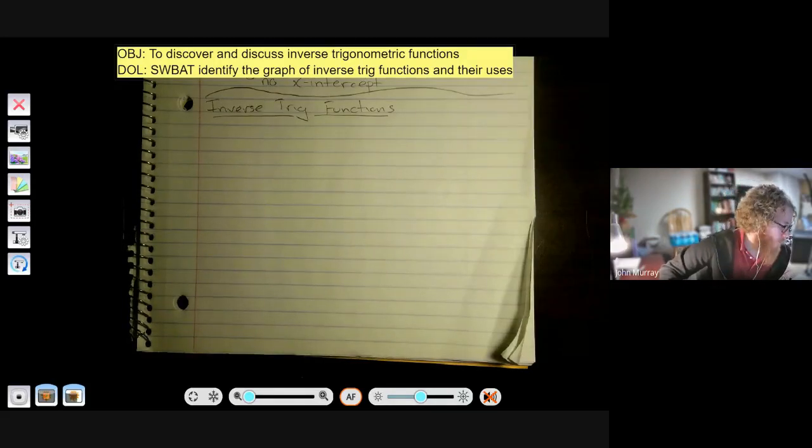Now, before we get into the main things, I want us to think about the graphs. So remember, for our graphs of inverse functions, let me just graph two basic ones first.